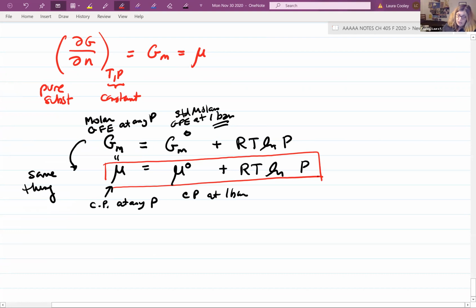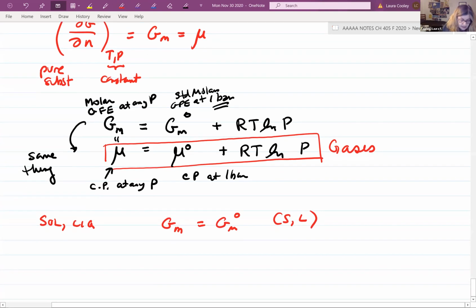So what we know is that this is for gases. And if we go back to what we had for solids and liquids, we had Gm equals Gm0. So now we're just going to say, okay, we're going to use the same symbol that we use for gases, this mu. So we say for solids and liquids, the chemical potential is the same. These are all the same definition, but we write it this way.